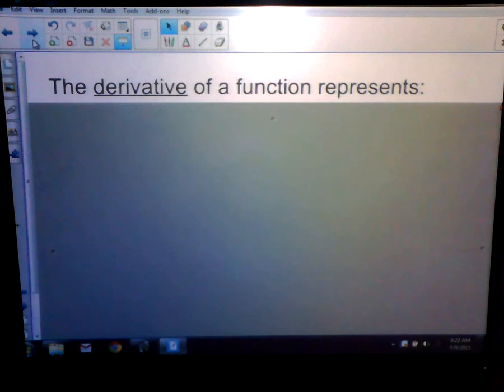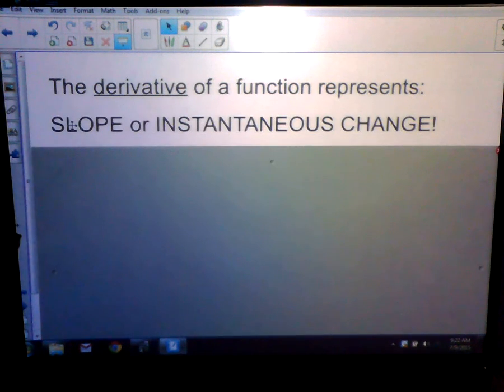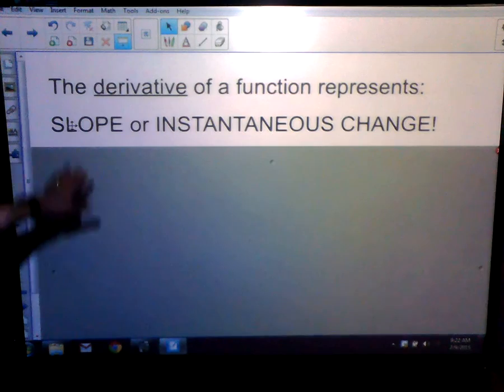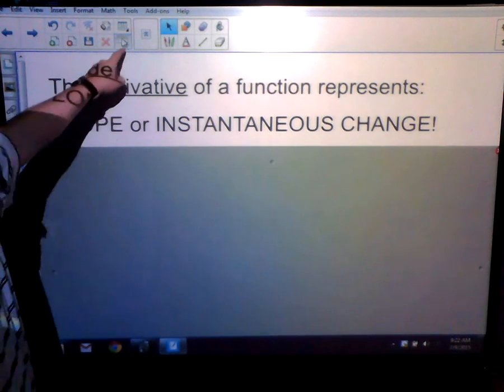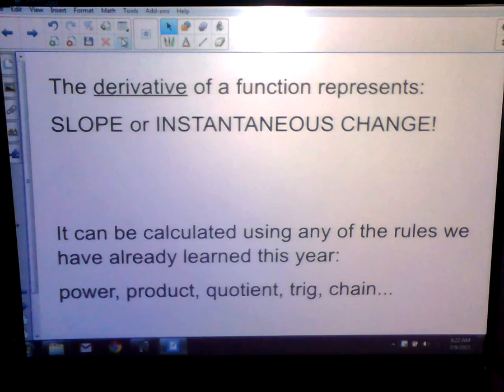Well, before I get into that, let's go back to something we do know. The derivative of a function. Well, the derivative of a function represents the slope or the instantaneous change. The slope is graph, instantaneous change is a word problem, a real life situation. It can be calculated using any of the rules we've already learned this year. You can use the power rule, the product rule, the quotient rule, trig rules, your exponential rules, your natural logs, your regular logs. You have to do chain rule if there's an outside and an inside. We've talked about that a lot. That's differential calculus. But now we're into integral calculus.